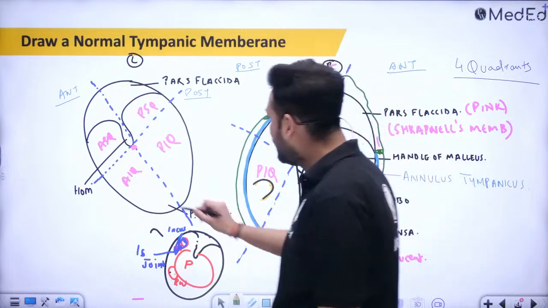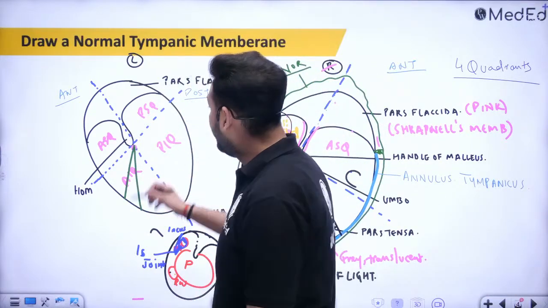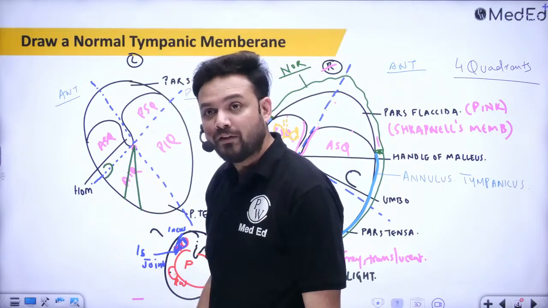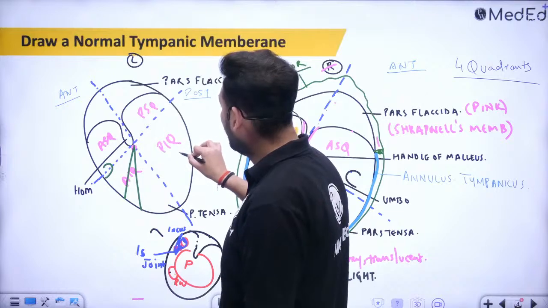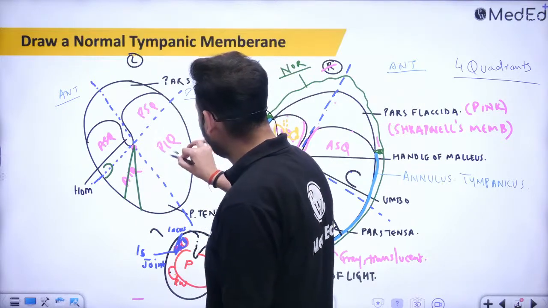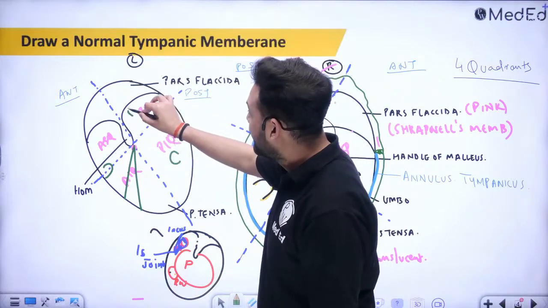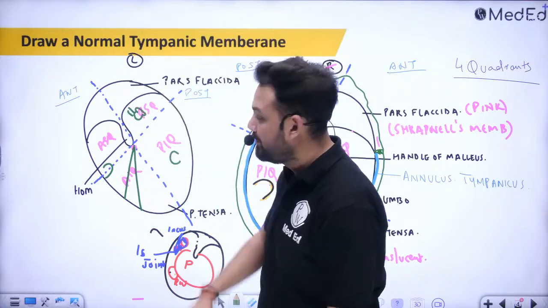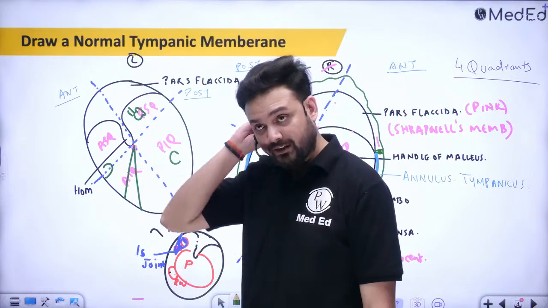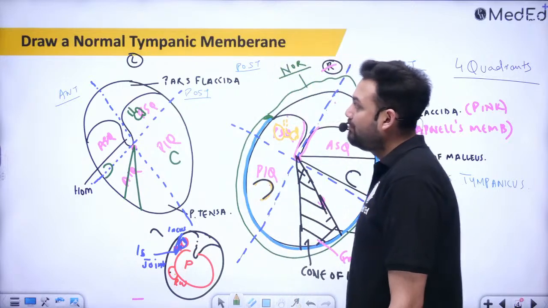We will see the cone of light, which is in the antero-inferior quadrant. Correct? We will see a eustachian tube shadow, which is present in the antero-superior quadrant. Right? We will see a round window reflection that is present in the posterior-inferior quadrant. And we will see a reflection of the incudostapedial joint in the posterior-superior quadrant. Okay? Got it? Right.